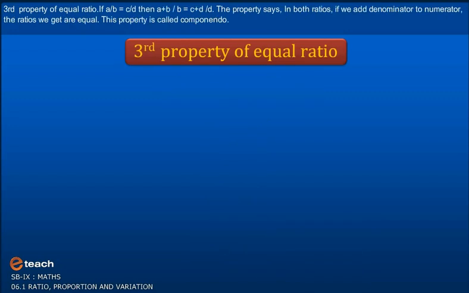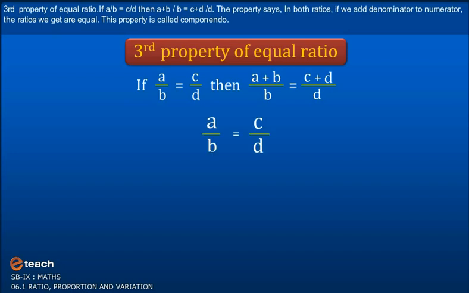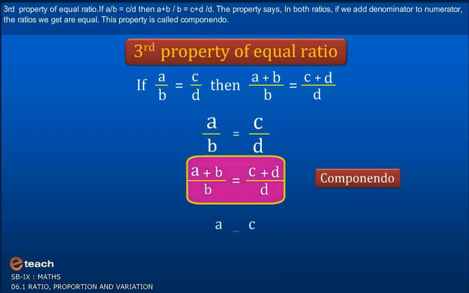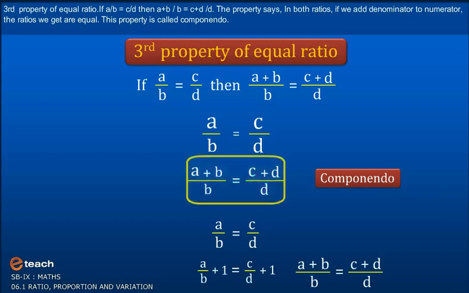Now, student, third property of equal ratio. If A by B is equal to C by D, then A plus B by B is equal to C plus D by D. The property says, in both ratios, if we add denominator to numerator, the ratios we get are equal. And this property is called componendo.